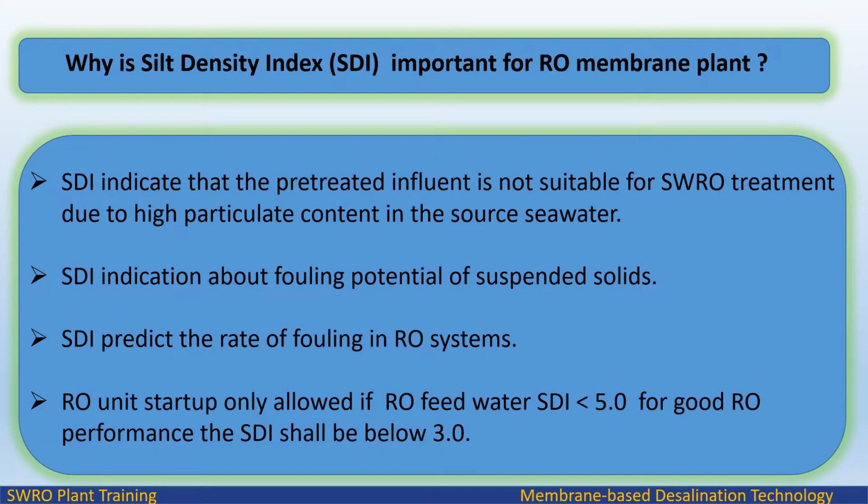Why is Silt Density Index (SDI) important for RO membrane plant? SDI indicates that the pretreated influent is not suitable for SWRO treatment due to high particulate content in the source seawater. SDI indicates the fouling potential of suspended solids. SDI predicts the rate of fouling in RO systems. RO unit startup is only allowed if RO feed water SDI is less than 5.0. For good RO performance the SDI shall be below 3.0.